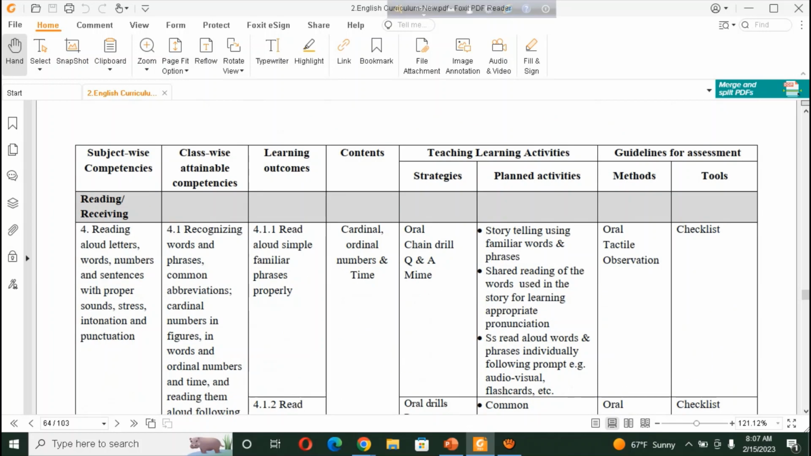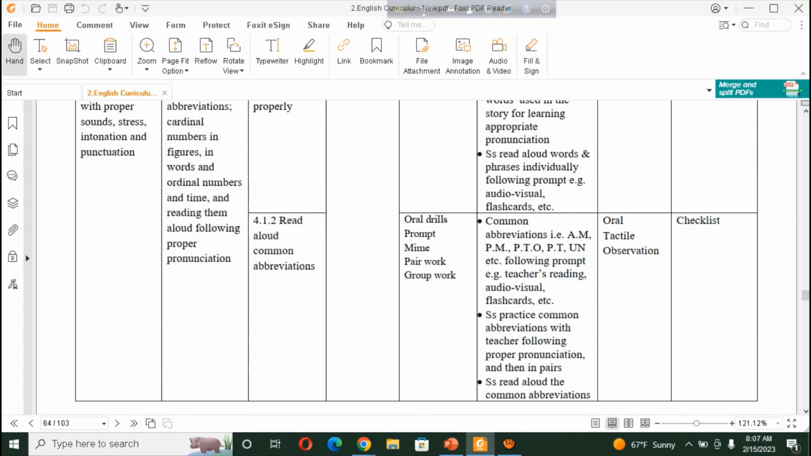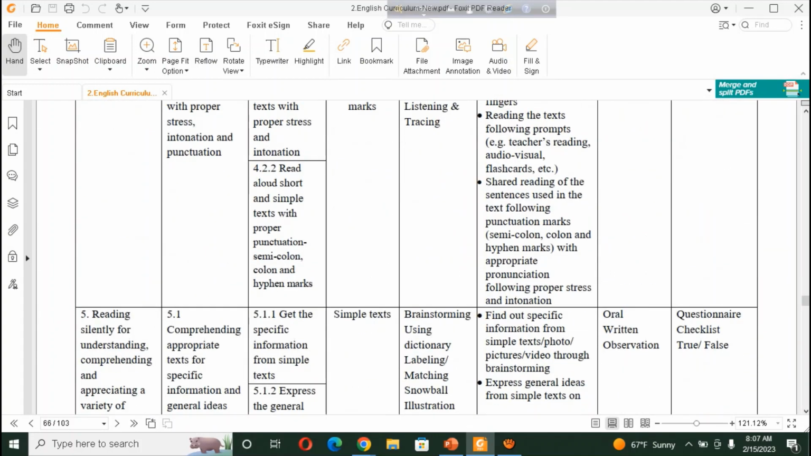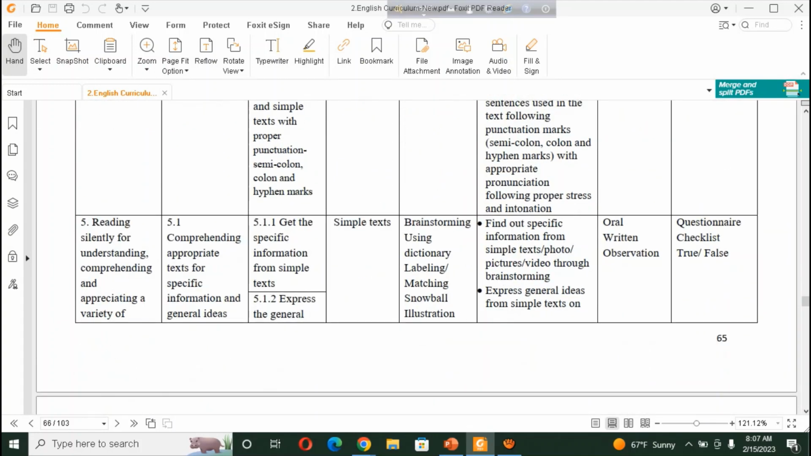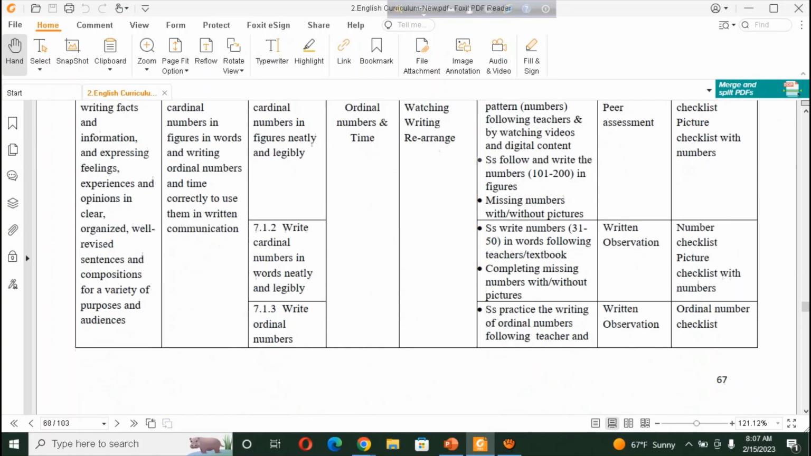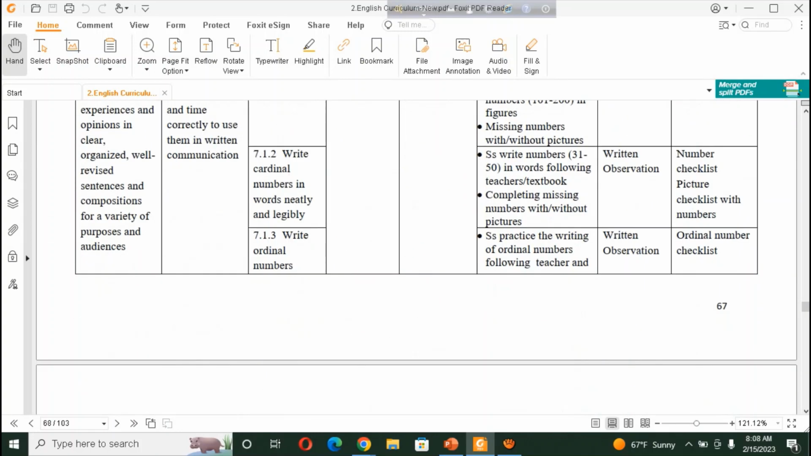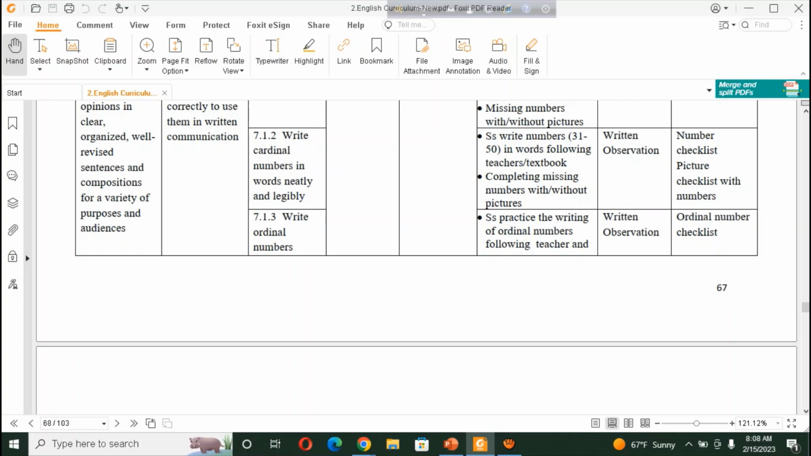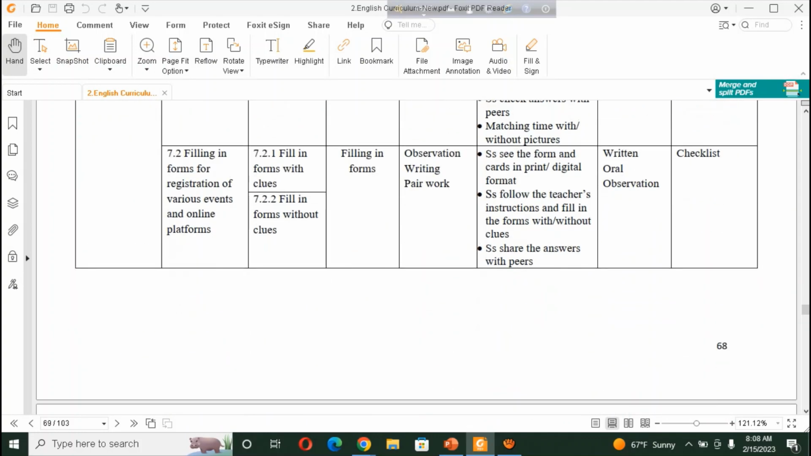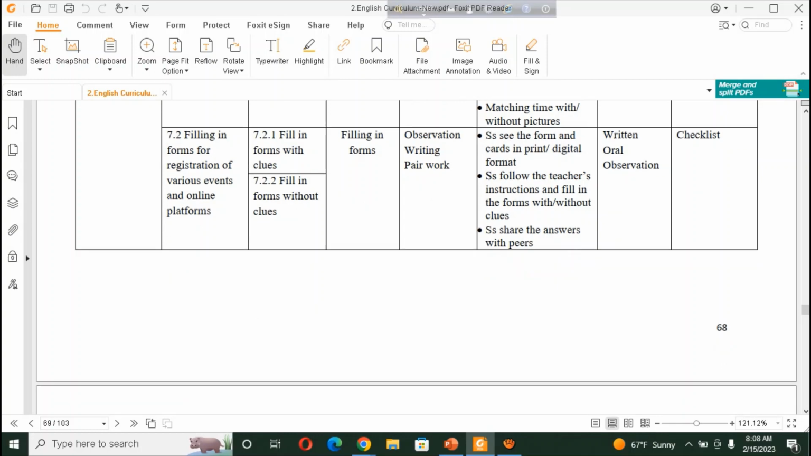Read 4.1.1, read aloud simple similar phrases properly, read aloud common abbreviations. 5.1, get the specific information from simple text as usual. Previous class: write cardinal numbers in words neatly and legibly, write the time correctly, fill in the forms with clues, fill in the forms without clues. Okay.